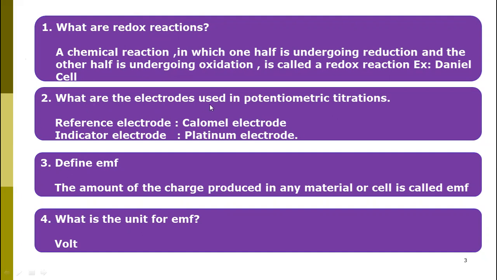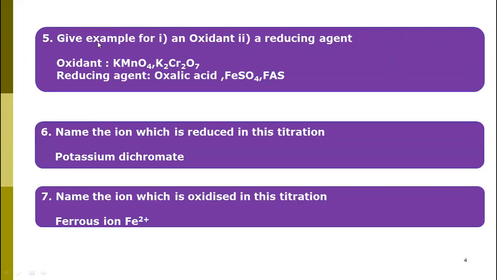Next, what are the electrodes used in the potentiometric titration? As I told you, we use two electrodes. One is the indicator and the other one is the reference. The indicator is the platinum electrode and the reference electrode is the calomel electrode. Next, define EMF. It is the amount of charge produced in any material or cell, called the electromotive force. Next, what is the unit for electromotive force? It is volt. And the fifth question, give an example for an oxidant and a reducing agent.